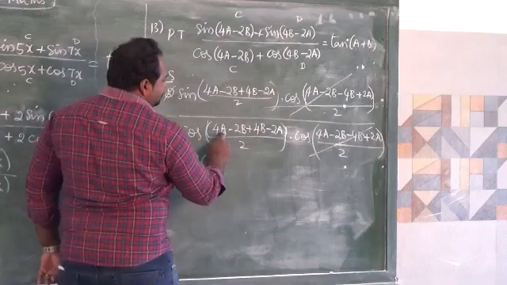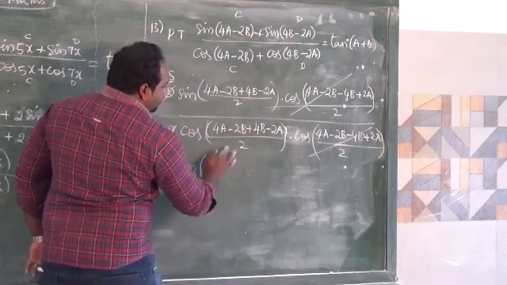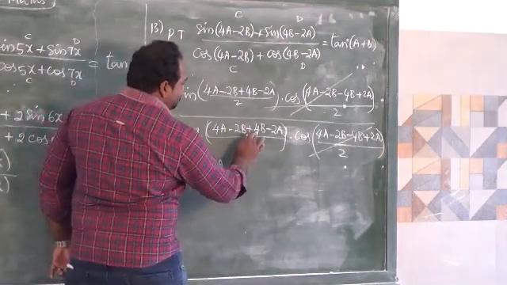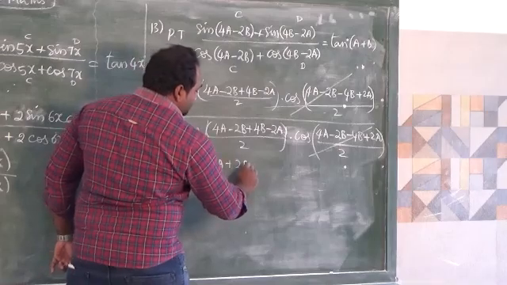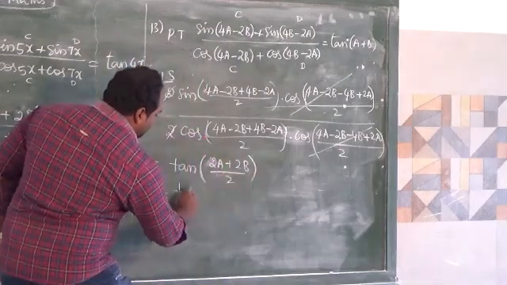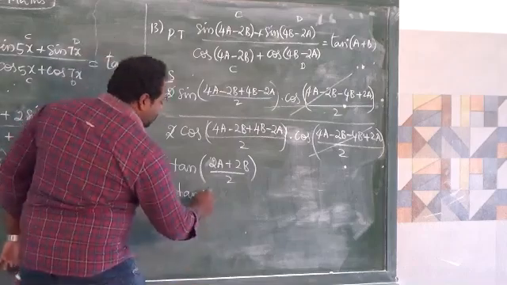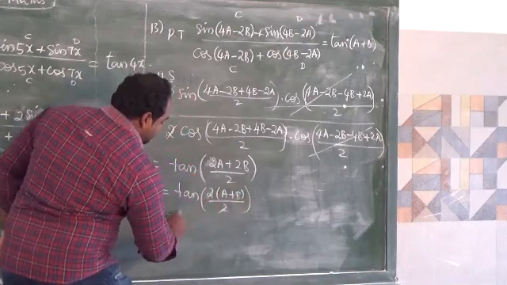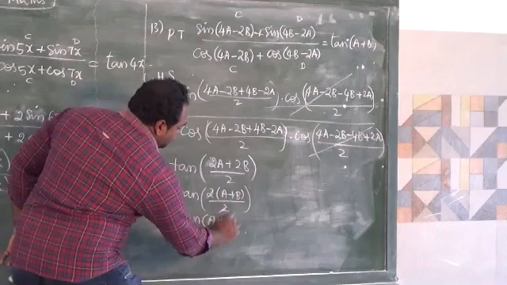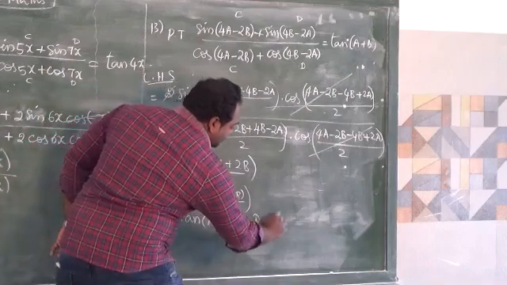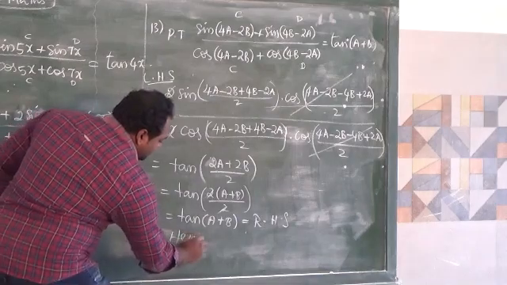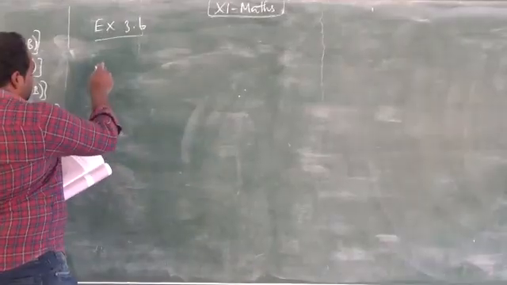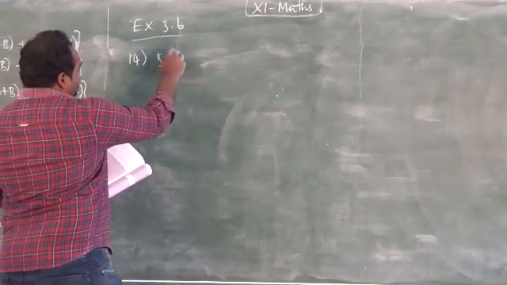So 4a minus 2a is 2a, 4b minus 2b is plus 2b, by 2. I have to bring the answer tan of (a plus b), so I am going to take 2 commonly outside from the numerator. Then we have a cancellation. Then we will get tan of (a plus b), which is the right hand side. Hence proved.